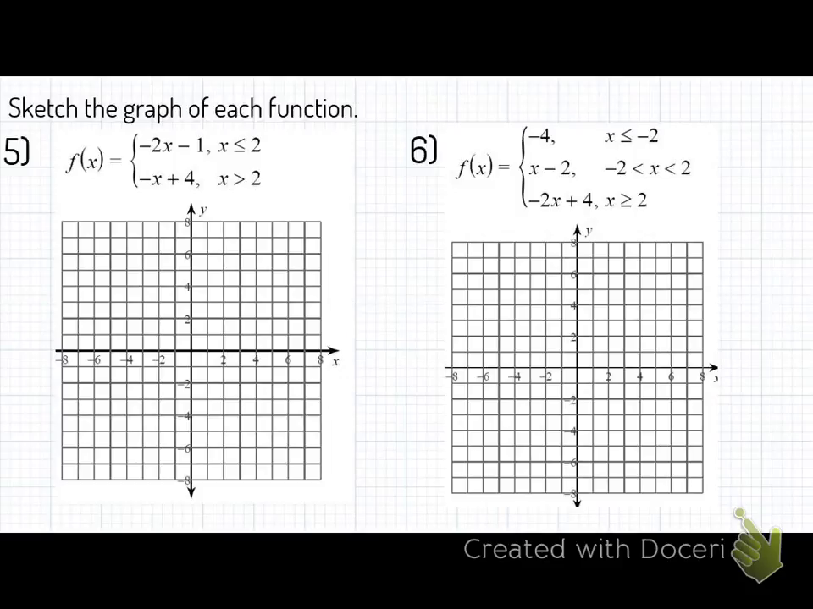Negative 1, okay? So I'm going to go to negative 1. I plotted a point here. What's my slope here on this first one? Negative 2 over 1, right? So watch this. I'm going to go down 2 over 1, plot a point. Down 2 over 1, plot a point. Down 2 over 1, plot a point, okay?